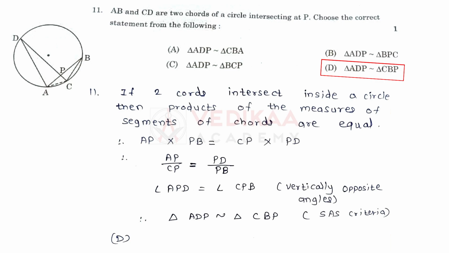And angle APD is equal to angle CPB. These are vertically opposite angles. So vertically opposite angles are equal. So from the SAS criteria of the similarity, triangle ADP is similar to triangle CBP. So the correct option is D.